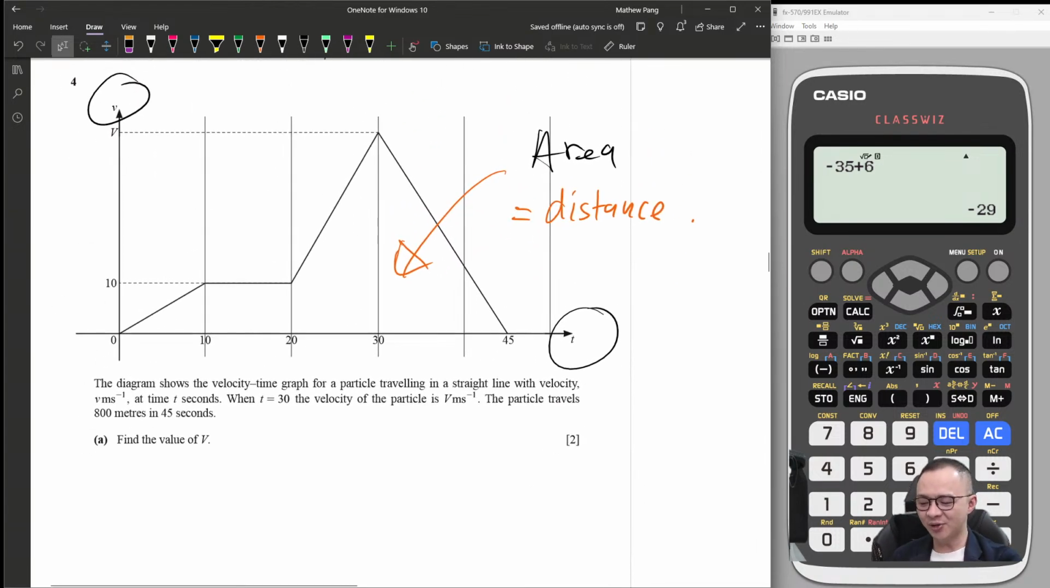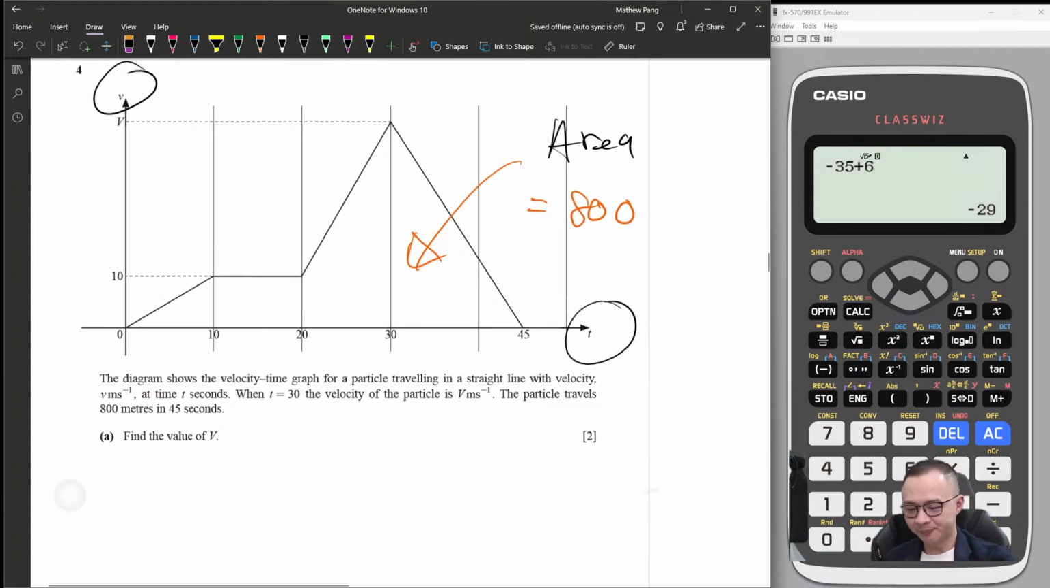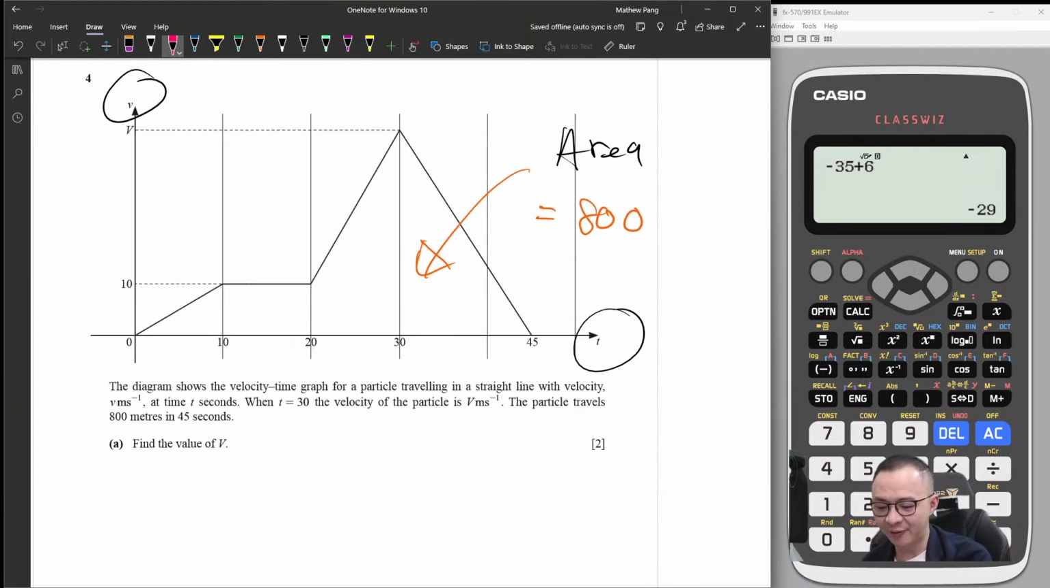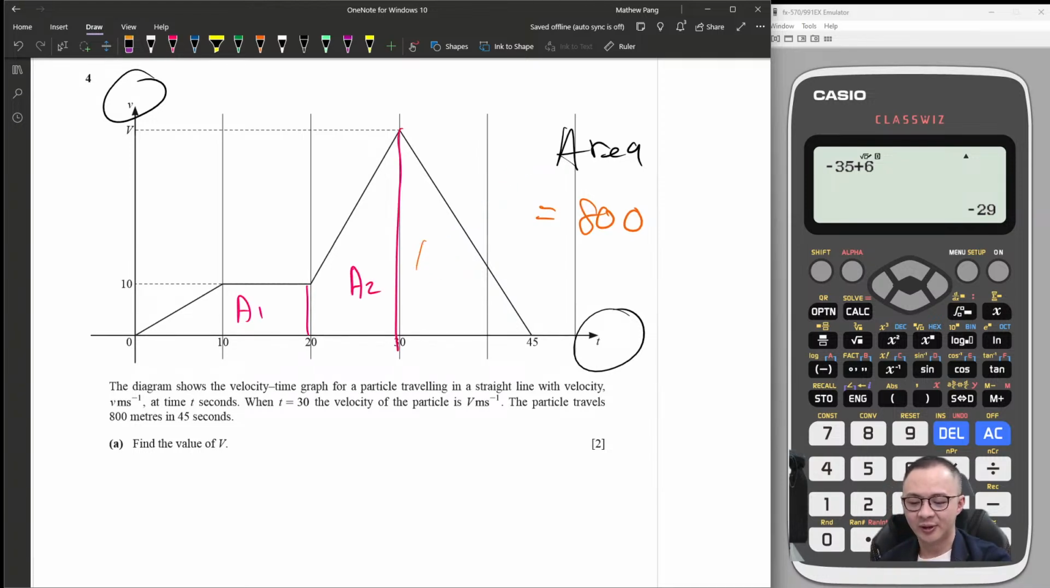Alright, so it's equal to the distance or displacement, as some students say. Right now they tell me the particle travels 800 meters. So that means I want to make my area equal to 800. Then we need to find the first area, a trapezium. The second area is also a trapezium, and the third area is a triangle. Basically, I will add A1, A2, and A3 together.